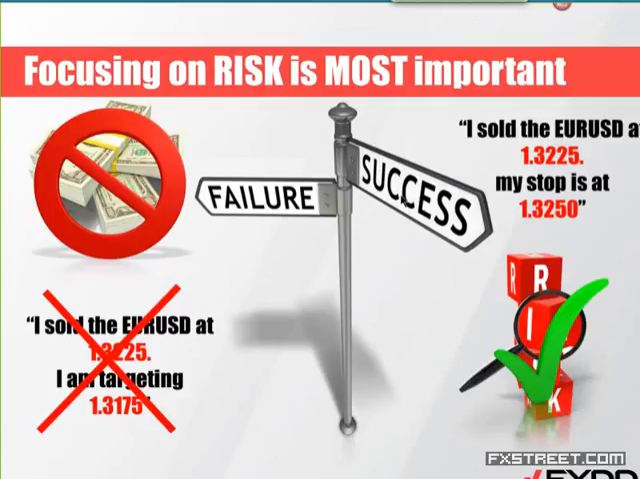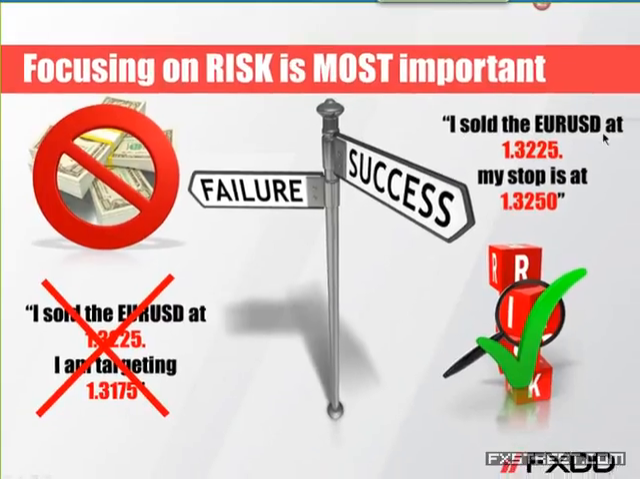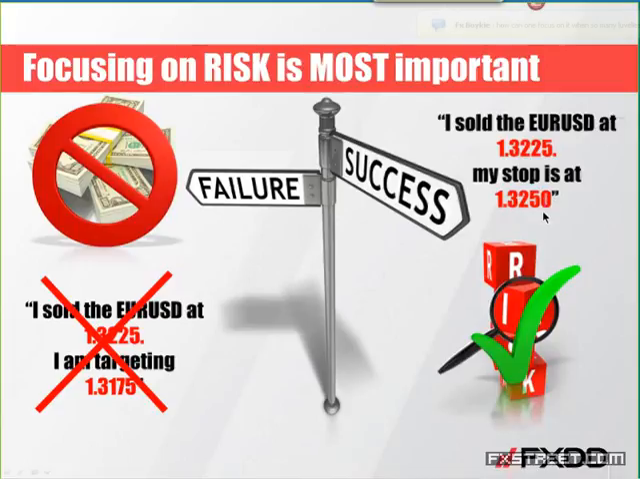Focusing on risk is most important in trading. This is one of the most important things that you as a trader have to condition your mind to be thinking about. The way that I express it here is: do you think about, I sold the euro at 132.25, my stop is at 132.50, or I sold the euro at 132.25, I am targeting 131.75. Most people on TV will talk to you about the left-hand side, the reward aspect of it. The reward aspect is not the most important thing. The risk aspect is the most important thing.